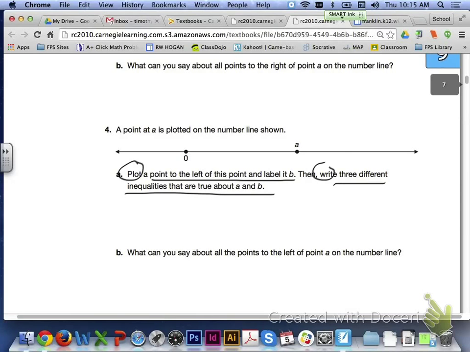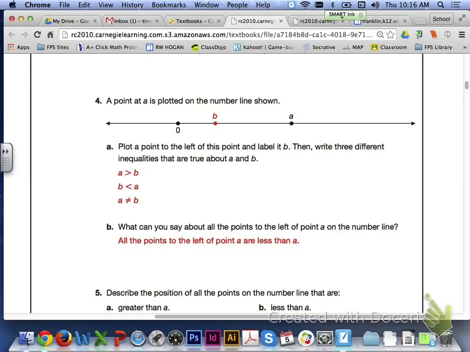Let's look at doing the same thing for number 4. A point at A is plotted on the number line shown. For letter A, plot a point to the left of this point and label it B. Then write 3 different inequalities that are true about A and B. I also want you to answer letter B. What then can you say about all the points to the left of point A on the number line?